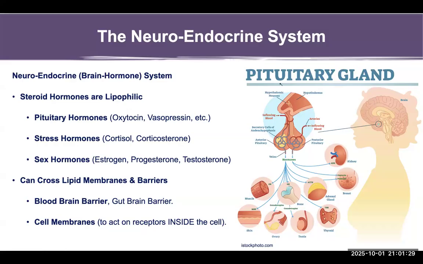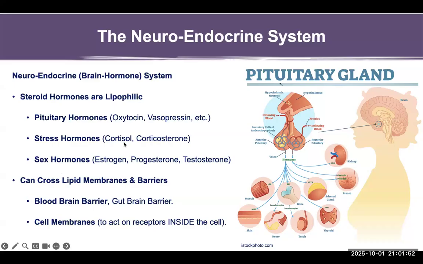And they do. So these would include pituitary hormones like oxytocin and vasopressin, stress hormones like cortisol and corticosterone, and sex hormones like estrogen, progesterone, and testosterone. They can cross lipid membranes and barriers, including the blood-brain barrier.